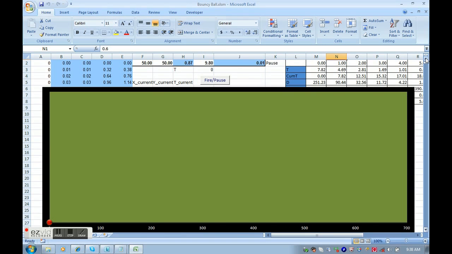So now if we make the angle 90 degrees, we'll see how it goes. It goes up. Comes down, loses a part of its momentum, goes up, comes down, again loses a part of its momentum, and drops.